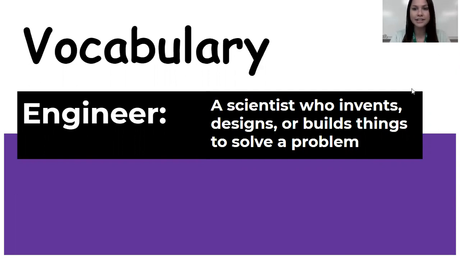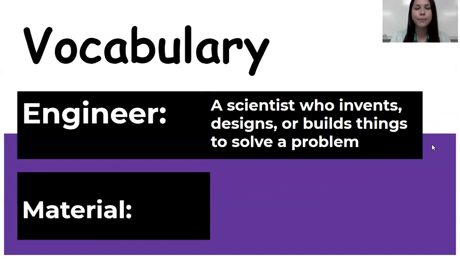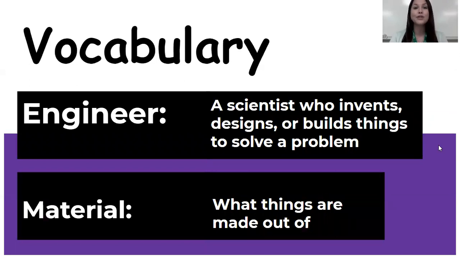We are engineers this year because an engineer is a scientist who invents, designs, or builds something to solve a problem. To do that, they're going to use a material. Material means what things are made out of. So if we think back to the example of an engineer building a desk, they solved the problem of students sitting on the ground, and they designed, invented, and built that desk using the materials of wood and metal.